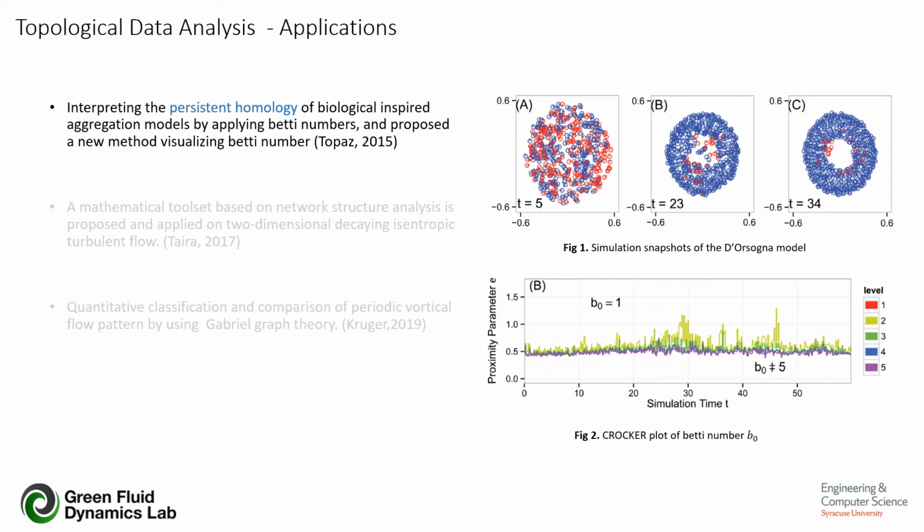Topological data analysis has been applied and developed in many areas. Here are some examples. In Topaz's paper, they interpreted the persistent homology of several biological aggregation-inspired mathematical models by applying the Betti numbers. As shown here, figure 1 is one example of the simulation, and obviously for all the simulations, the change of the topological structure along the time sequence is also a very important behavior that needs to be captured.